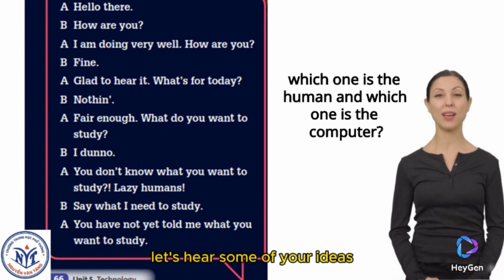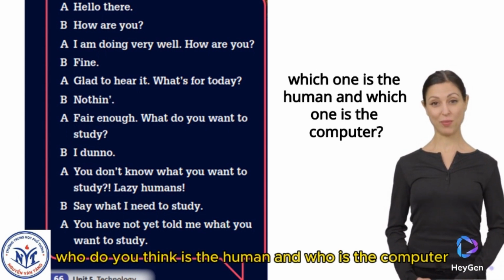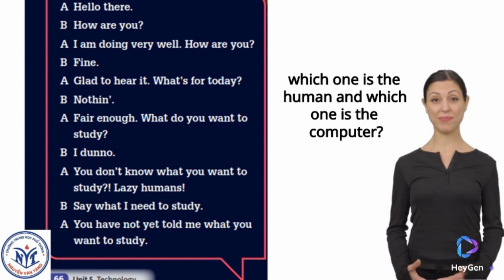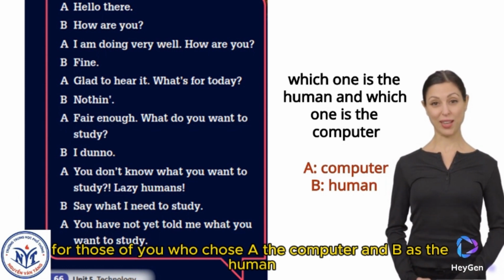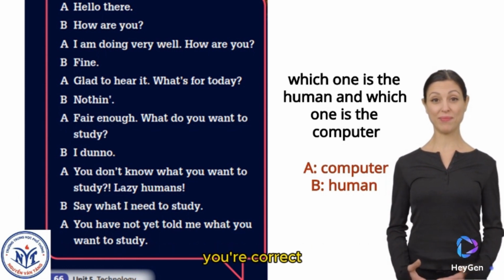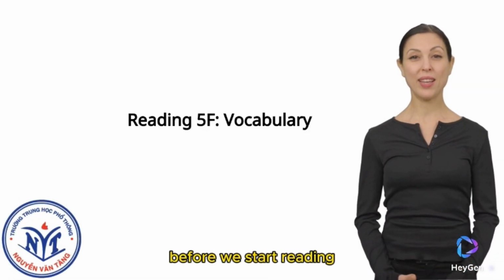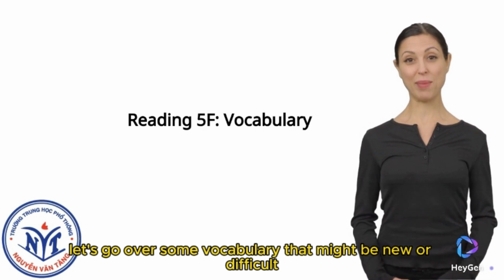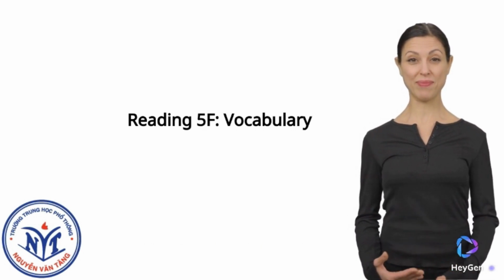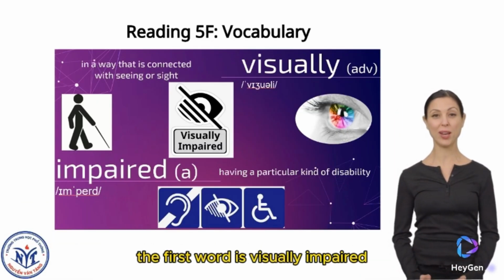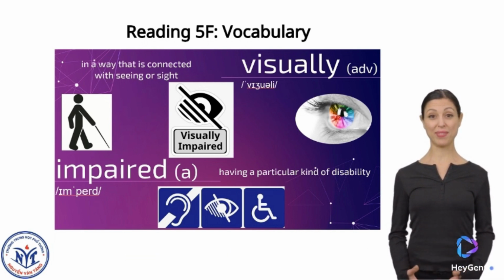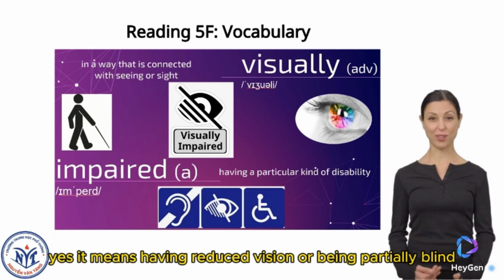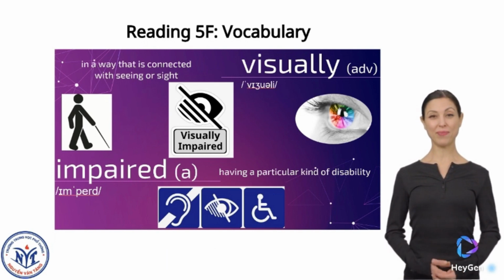Let's hear some of your ideas. Who do you think is the human, and who is the computer? Great job! For those of you who chose A as the computer and B as the human, you're correct. Before we start reading, let's go over some vocabulary that might be new or difficult. The first word is visually impaired. Can anyone tell me what this means? Yes, it means having reduced vision or being partially blind.